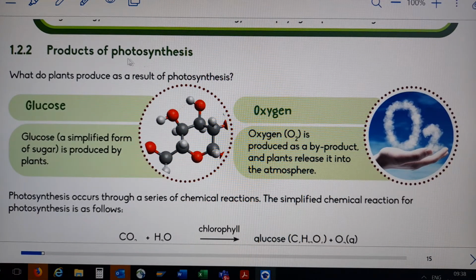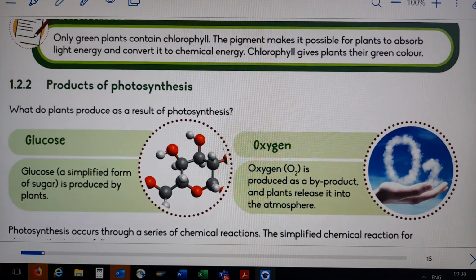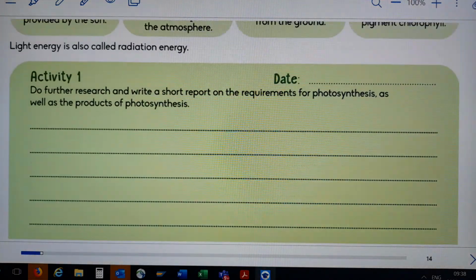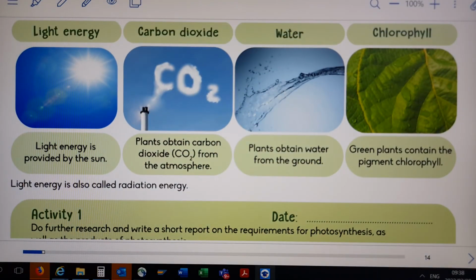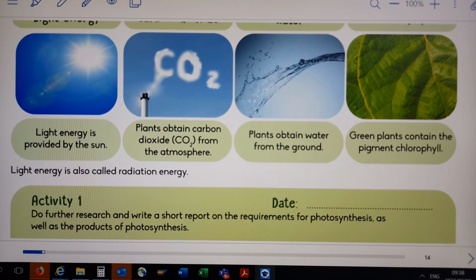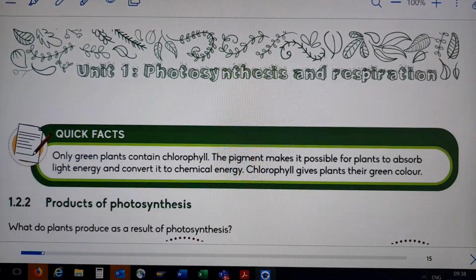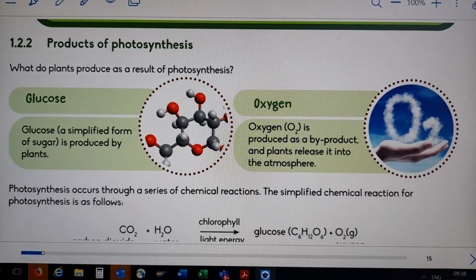And what do we get from photosynthesis? Remember, we said that photosynthesis is the process whereby plants use light, carbon dioxide, water, and chlorophyll to make food and oxygen. Not only food and oxygen. Sometimes the food, they call it glucose or starch.